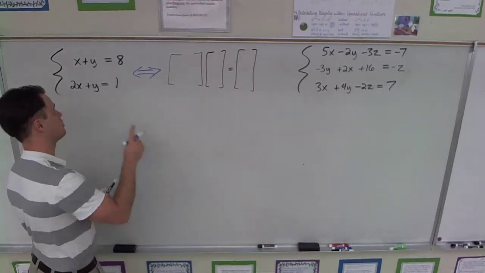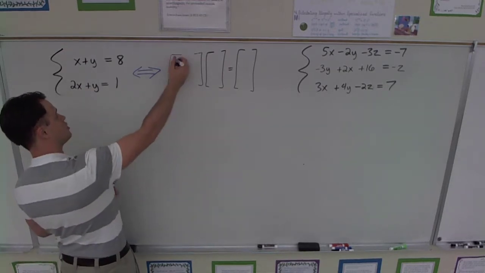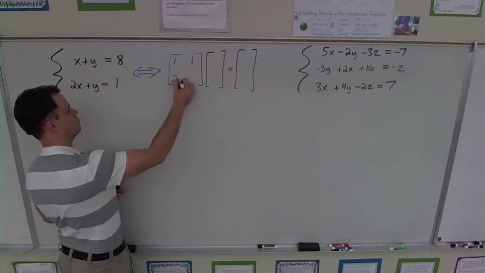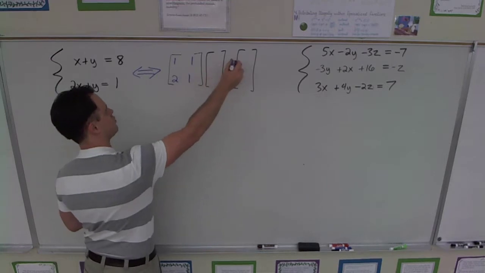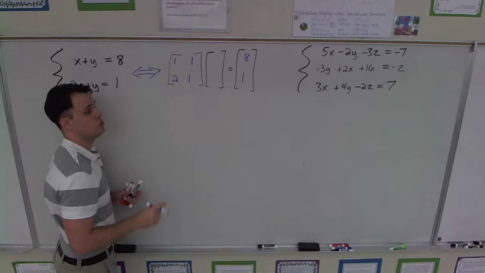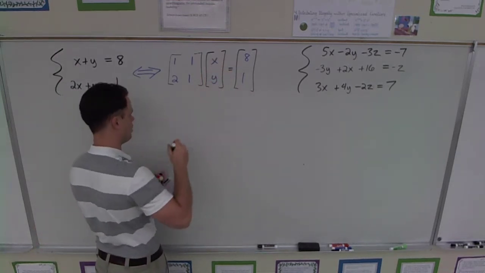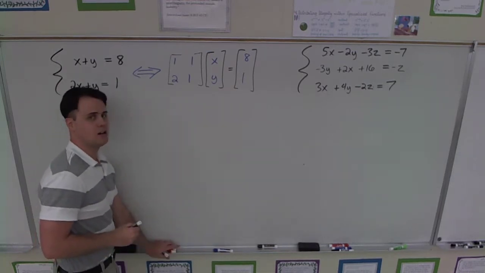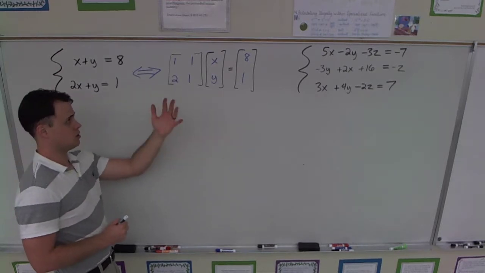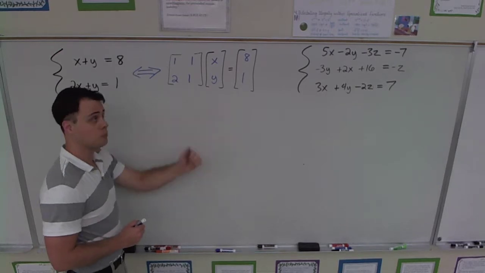What I want to do is first peel off the coefficients, in other words, the things attached to the variables. In this case I have 1 and 1, and 2 and 1, and over here I have 8 and 1. You might want to try to guess what goes in this variable matrix container, but in this case it's x and y.